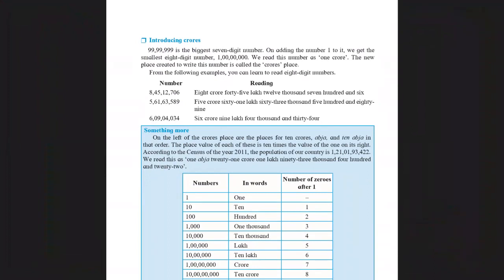99,99,999 is the biggest 7-digit number. When you add 1 to it, you get the number 1 followed by 7 zeros. How do I read it? It is read as 1 crore. So if I start from the right hand side: unit, 10, 100, 1000, 10,000, lakh, 10 lakh, and then comes crore. How do I read such numbers? 8 crores, 45 lakhs, 12,706. 5 crores, 61 lakhs, 63,589. 6 crores, 9 lakhs, 4,034. Okay, so this is how you need to read it.